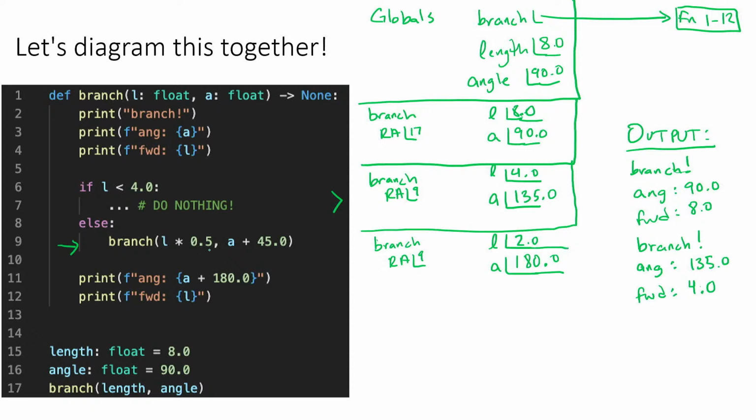All right. We've set up that frame. We're going to change our current frame to be this one now that we've fully set it up, and we're going to jump and start this frame's evaluation of the function from the very top. What do we do? Well, we print branch again. And then we print ang A, so ang in the current frame is 180. And forward is 2.